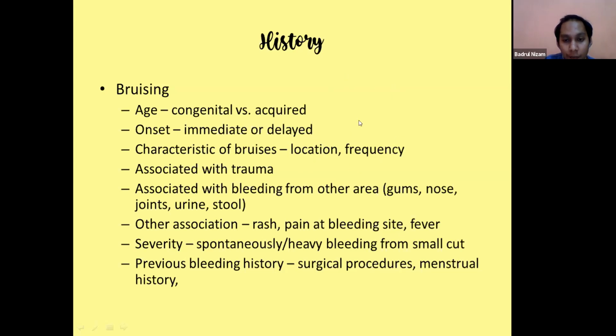And we need to ask about the frequency as well. Then a further history of trauma is needed because easy bruising is usually associated with mild trauma or no trauma, while normal bruising, we expect to occur with moderate to severe trauma.